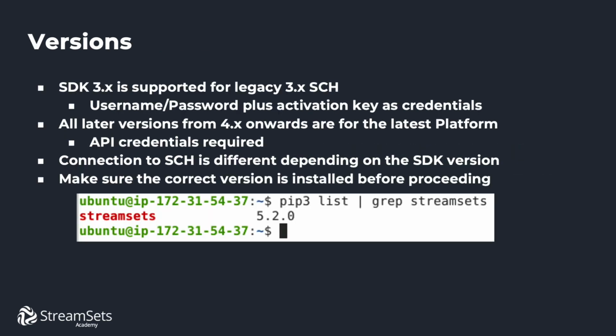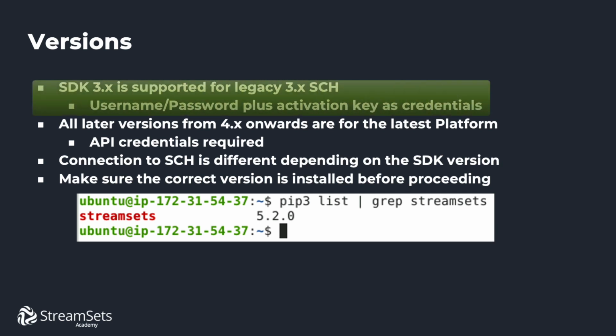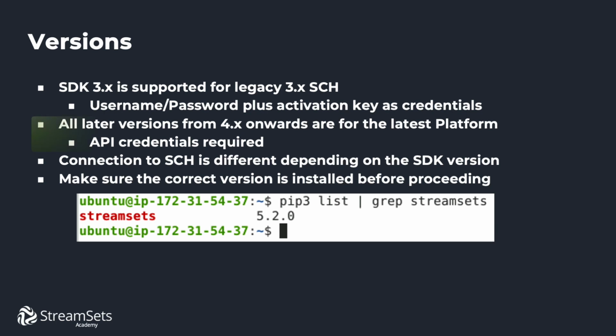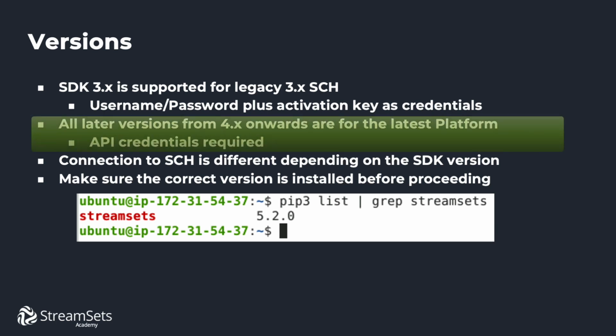Okay, let's take a look at versions of the SDK. For the 3.x on-prem legacy version, we would use a username and a password as credentials. Also, we would need an activation key. But for the latest version, we would use API credentials, which we'll take a look at later in this video. So we will be going into detail for installing the latest version of the SDK and the requirements for that in this video. SDK 4.x and greater is for the latest platform version.